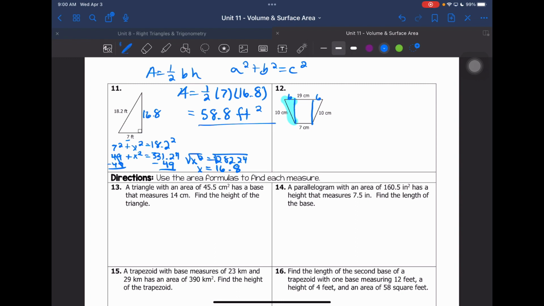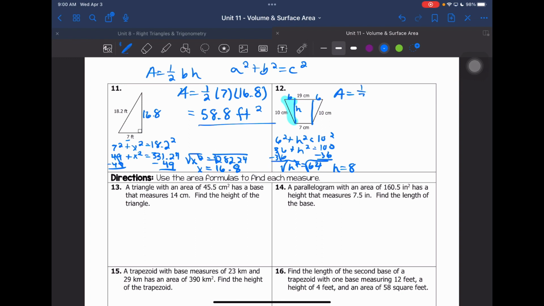And what I want to know is the height. So I can say 6 squared plus h squared equals 10 squared. 6 squared is 36. 10 squared is 100. And then subtract this. h squared is going to be equal to 64. And then you take the square root of that. The height is going to be 8.